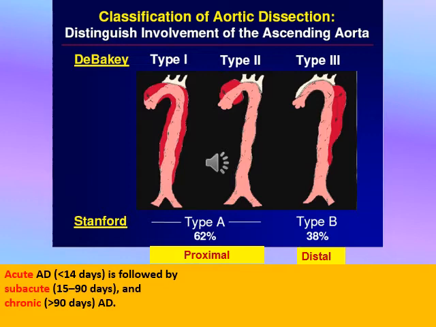The commonest is type A, which is proximal with distal, or proximal only, about 62%, about 60% of all the aortic dissections seen. 38% of them will be only distal dissections.